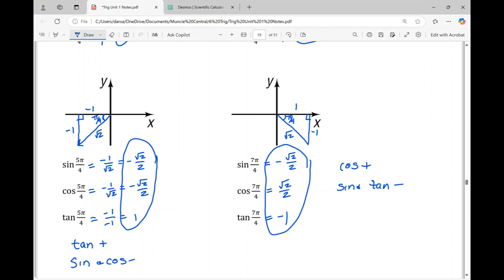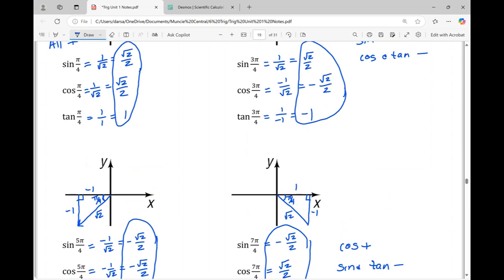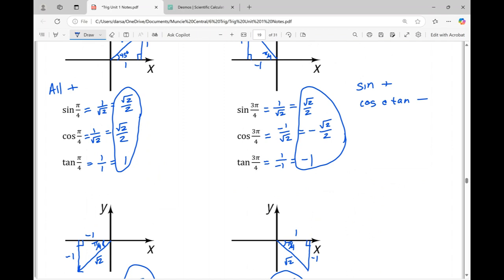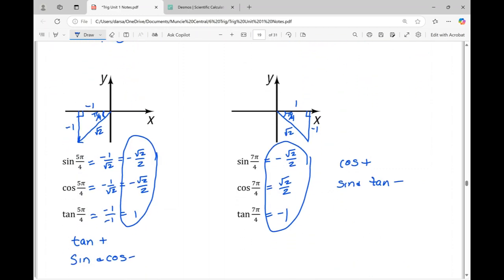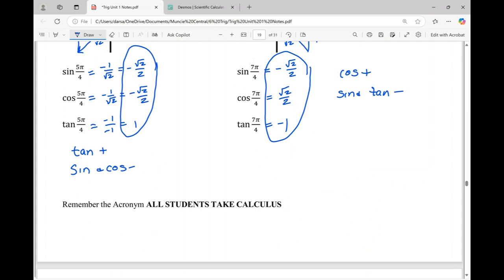Okay, taking a more global perspective of this, if you look in the first quadrant, all of the trig functions are positive. But in the other three quadrants, only one is positive, the other two are negative. And there's a little mnemonic that can help us remember which of the trig functions are positive and all the rest are negative. And that mnemonic is all students take calculus. So that it goes in order of quadrant. So A for all, S for students, T for take, and C for calculus.